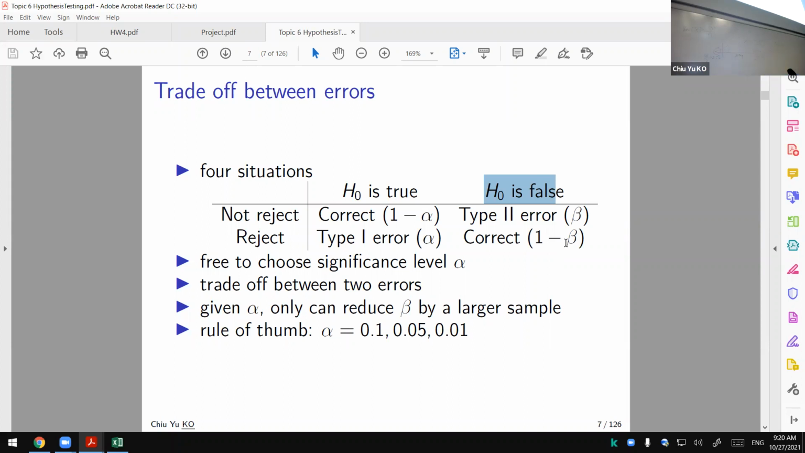But do we know which one is which? We don't know, because we don't know whether the null is true or false. So we have no idea which column we are in. Of course, we hope to make alpha and beta small, and as I said, that's a trade-off. The only thing that can reduce both of them is to increase the sample size. How to calculate beta is relatively hard, so we don't talk about that here, but I can assure you that, holding the sample size constant, increasing alpha will reduce beta, and reducing alpha will increase beta. Actually, you can see from here, right?